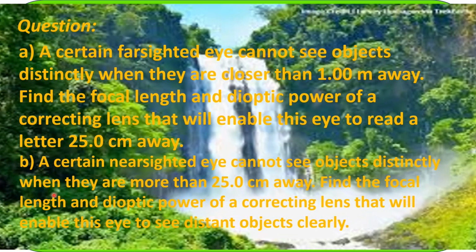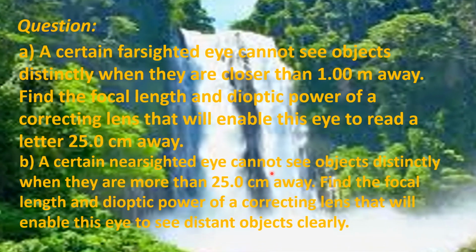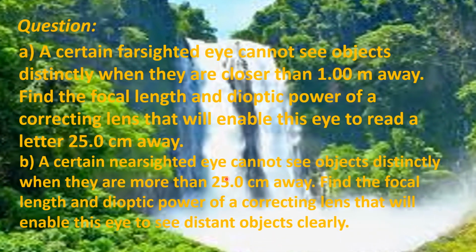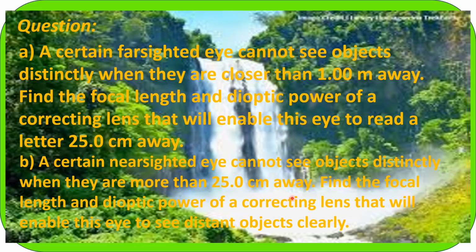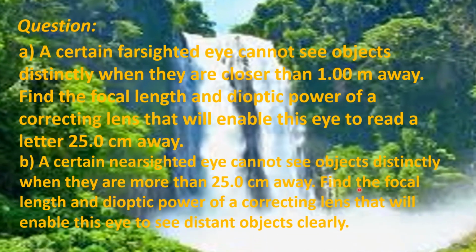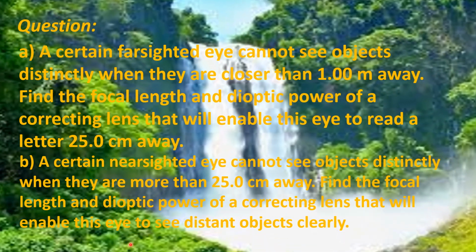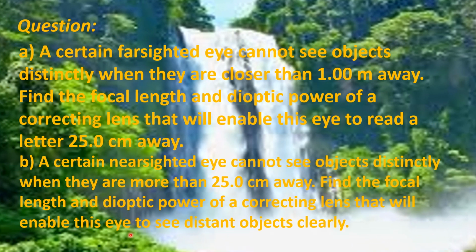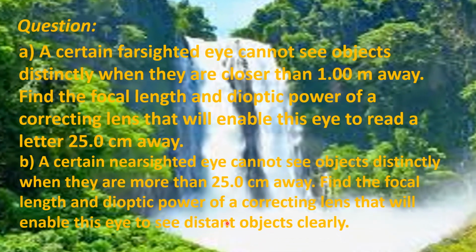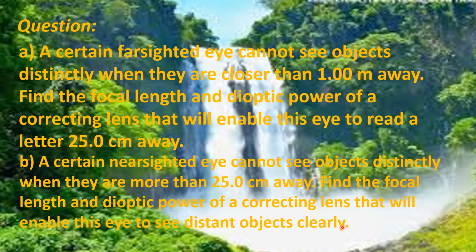Question letter B. A certain nearsighted eye cannot see objects distinctly when they are more than 25.0 centimeters away. Find the focal length and dioptic power of a correcting lens that will enable this eye to see distant objects clearly.